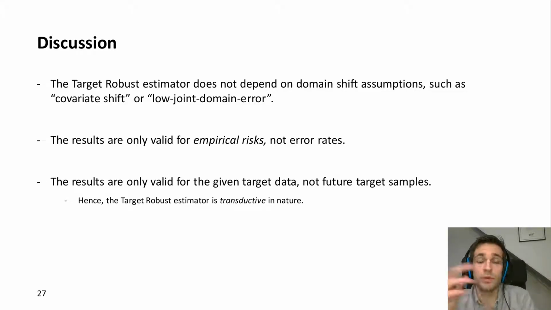So the results are only valid for the given target data. They're not valid for future target samples. We're not generalizing to the target domain. We're making statements about the given target samples. Hence, the target robust estimator is transductive in nature.